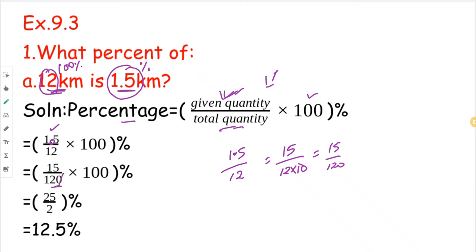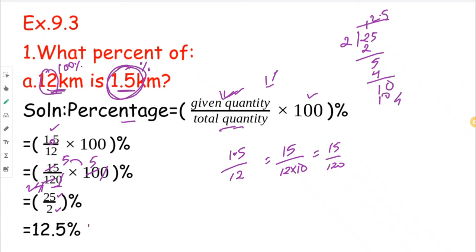Then 0 0 I can divide, right? Then 3 5s are 15, 3 4s are 12, then 2 2s are 4, and 2 5s are 10. Then what am I having? 5 5s are 25 divided by 2. Now if you divide 25 divided by 2, 2 1s are 2, then 5 is here. 2 2s are 4, then 1, then 0, 2 5s are 10. So this 1.5 kilometer equals how much? 12.5% of 12 kilometer. Alright, let's go to the next.